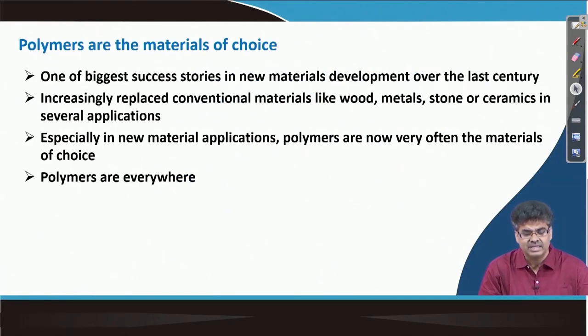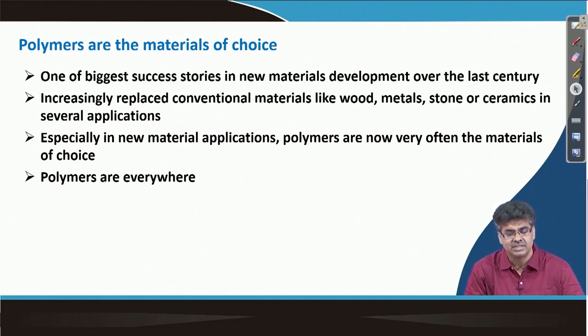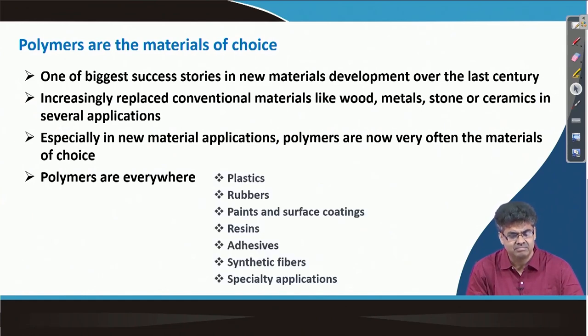Now, why is there this age of polymers? Polymers are the materials of choice as of now, and one of the biggest success stories in new materials development over the last century has been polymers. And polymers are increasingly replacing, and have also replaced, conventional materials like wood, metals, stone, or ceramics in several applications. Especially when you think about any new material applications, at present polymers are very often the choice of material. As a result, polymers are everywhere. If you think about plastics, rubber, paint, surface coatings, resins, adhesives, and several specialty applications, you will find that polymers are everywhere.